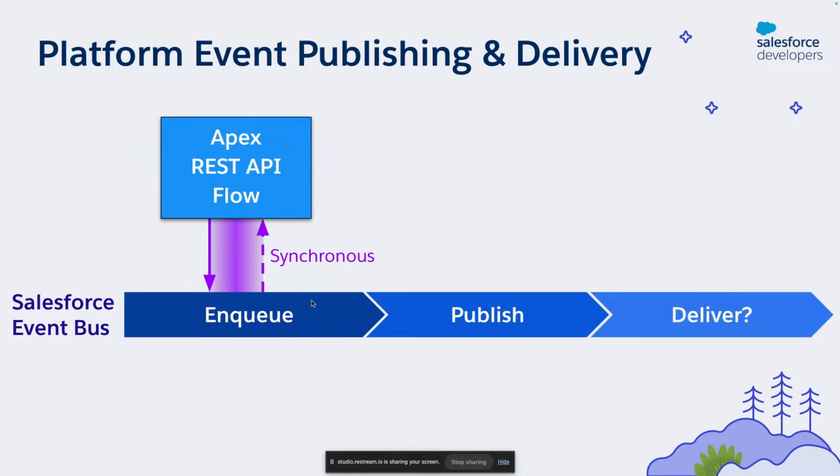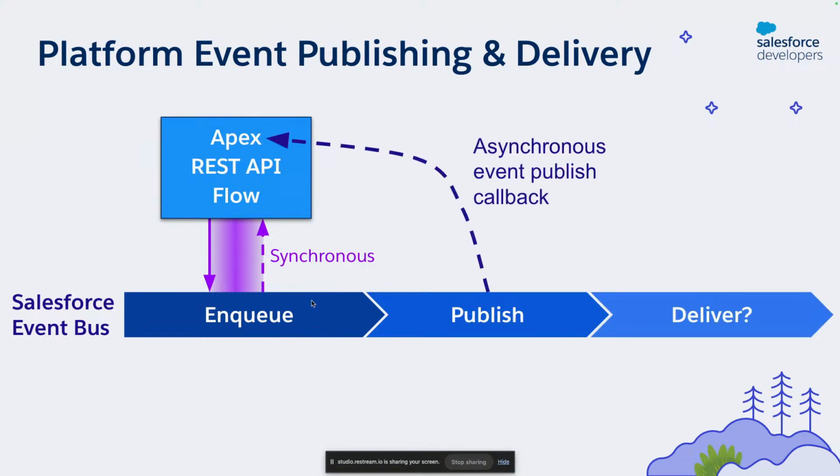So how do we do this? Well, we generally need something called asynchronous event publish callbacks. This is only available in Apex, but that's something that will save you and give you fine control over the publishing process, additional control over the type of errors that can happen, and it will let you also replay and retry things if something goes wrong.